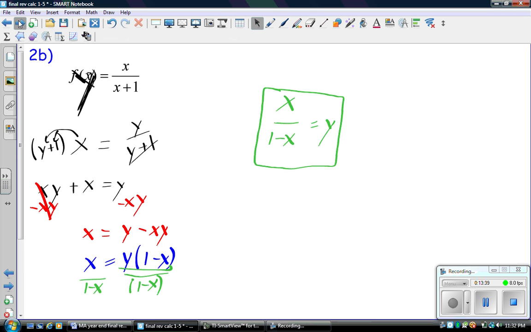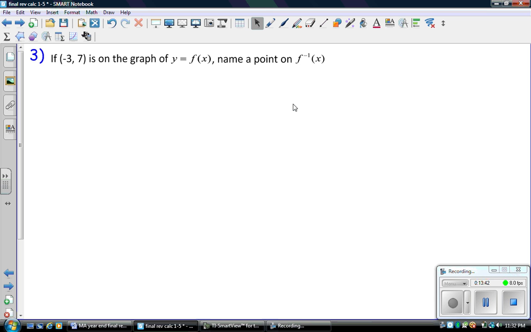Okay, number 3, you will not have an easier problem than this. And there will be one like this, so this one should nail. If negative 3, 7 is on the graph of y equals f of x, name a point on f inverse of x. All the inverse of a function does is flip the x and y, so this is how easy it is. Flip the x and y. 7, negative 3. That's got to be on the inverse. So all you do is flip the x and the y's. Done. Next problem.